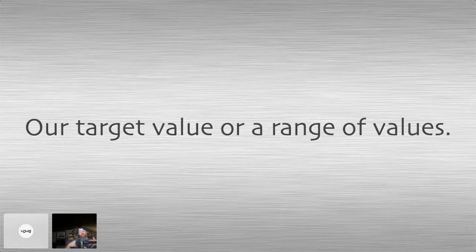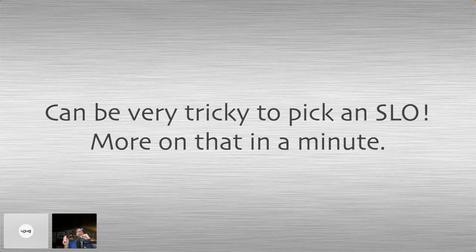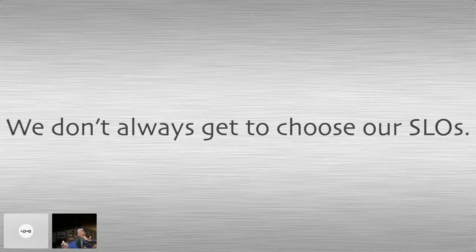Now, from there, we can create a service level objective. This is our target value, could be a range of values. So we could say our SLO for availability is 3 nines. We'd like our average response time to be less than 100 milliseconds. This is not always easy. We'll talk more about this here in a minute. And we don't always have a choice here.